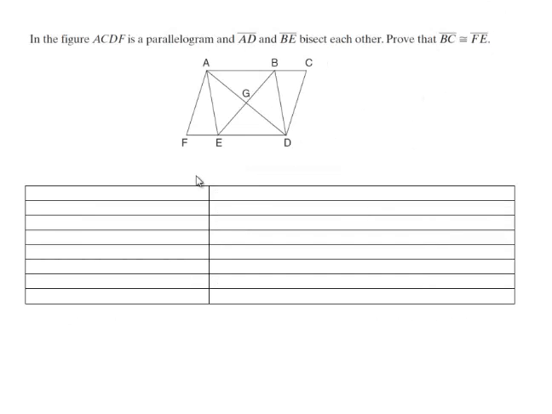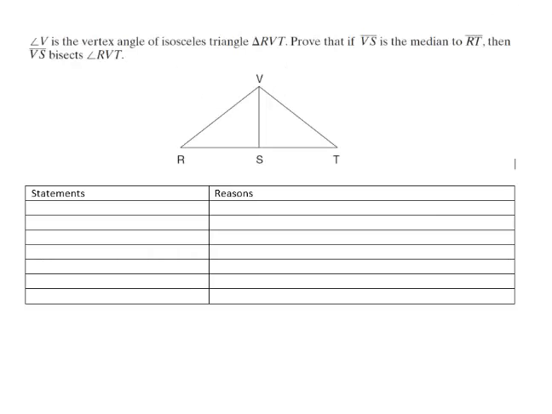Let's try one more proof. Statements over here and reasons over here. In the figure, ACDF is a parallelogram, and AD and BE bisect each other. Okay? Prove that BC is equal to FE. I think this is one of the homeworks. Never mind. So let's cancel this. Okay, I'm trying a different one because I just realized that was one of the homeworks. Let's try a different one over here.